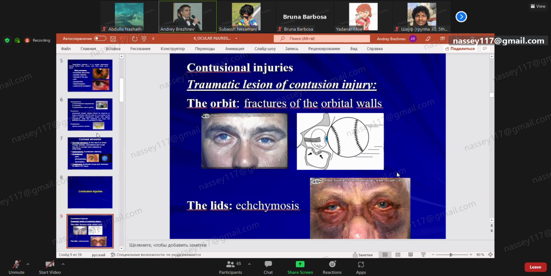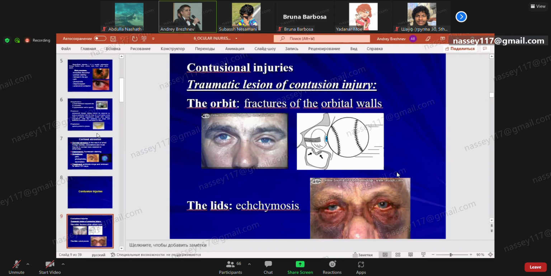Let's start with the orbit. The most frequent problem with the orbit is fracture of the orbital walls. You know that there are 4 walls in the orbit: superior, inferior, lateral, and nasal. Fractures of all of them may occur. The thinnest wall of the orbit is the nasal wall, which is at the same time the wall of the nasal cavity.